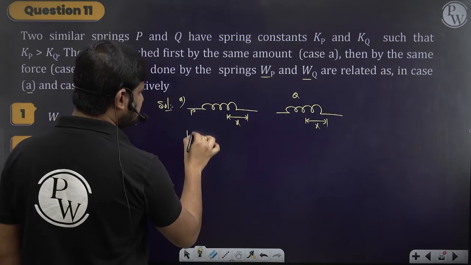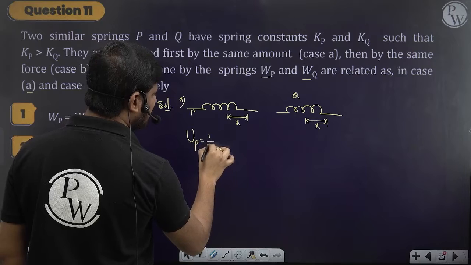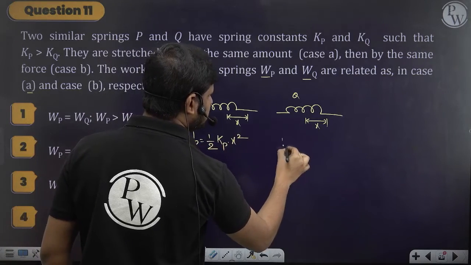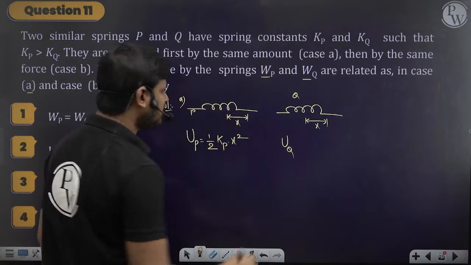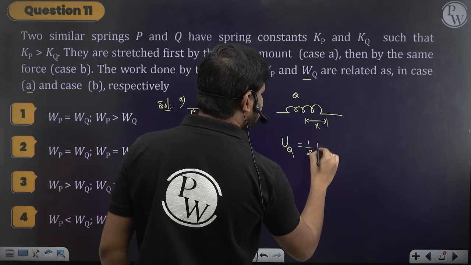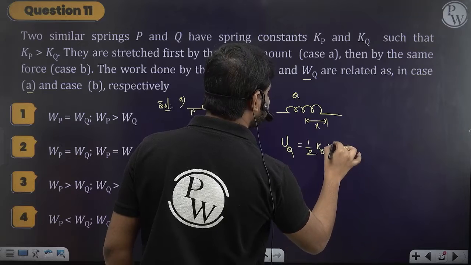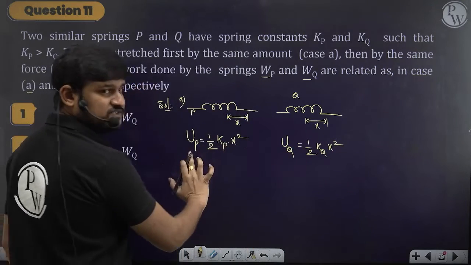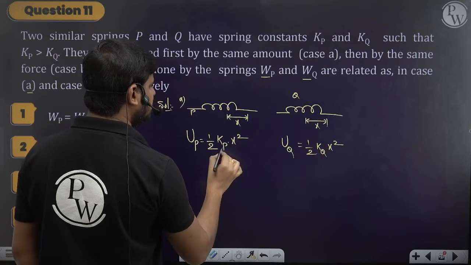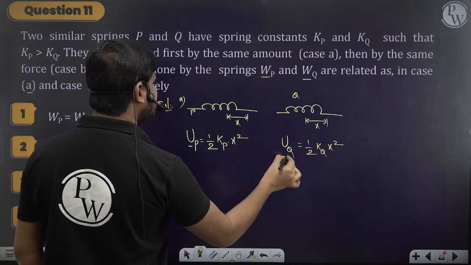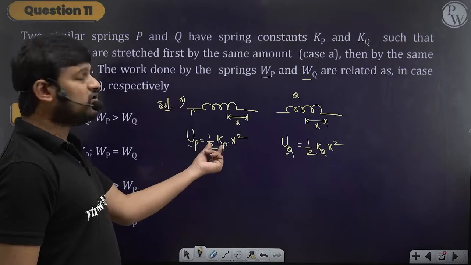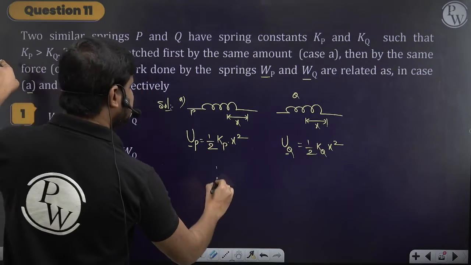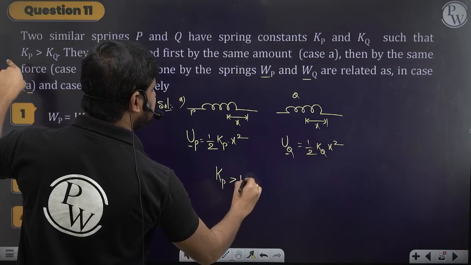The potential energy stored in spring P will be half into the spring constant Kp into the displacement x square. The potential energy stored in the second spring will be half into Kq into x square. If you observe in both, half is the same and x square is the same, so the potential energy depends on the spring constants Kp and Kq. They said Kp is greater than Kq.